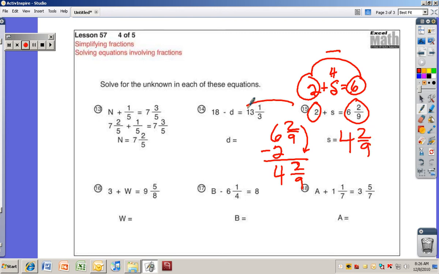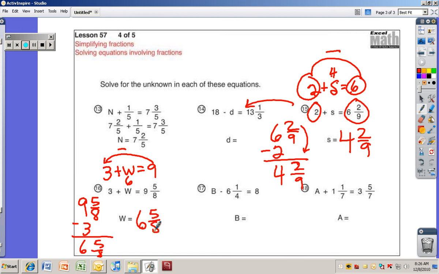Now that one's a lot easier than this one over here, but you still want to keep using that method I showed you. Okay, if this was a real simple problem of 3 plus w equals 9, the answer, of course, would be 6. How do I get that number? This one minus this one. So just like the last problem, I'm going to do 9 5/8 minus 3, and that's 5/8, and 6. 6 and 5/8.